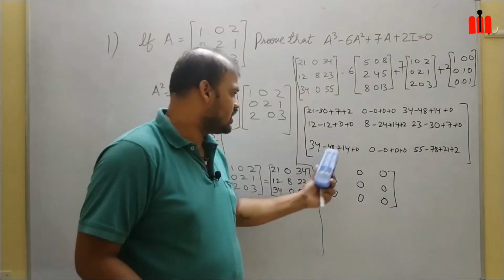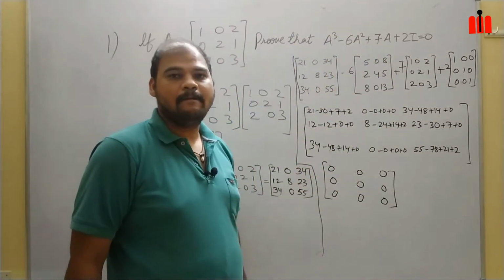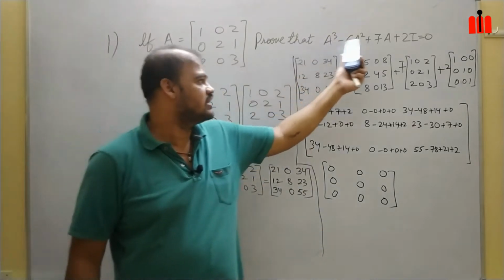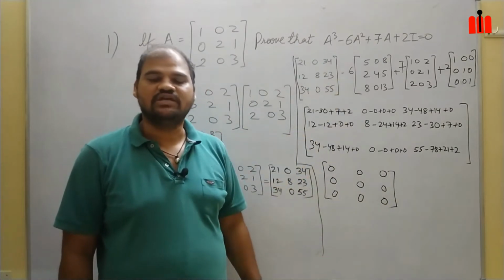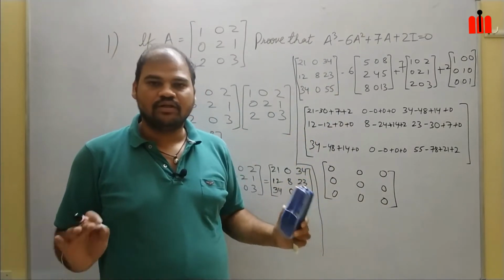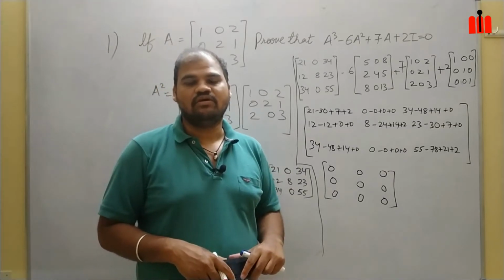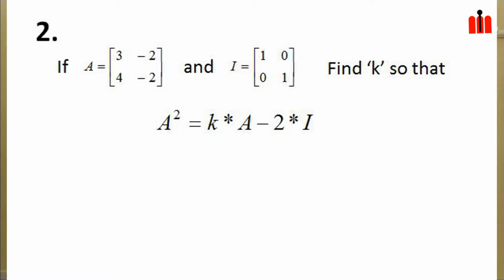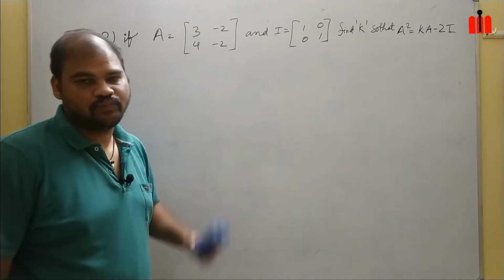Okay, so this sum of A cube minus 6A square plus 7A plus 2I is 0. The sum of this entire expression is 0. Okay, so that equation is now proved. Okay, this completes our problem number 1. Now let's move on to problem number 2. Let's move on to question number 2.